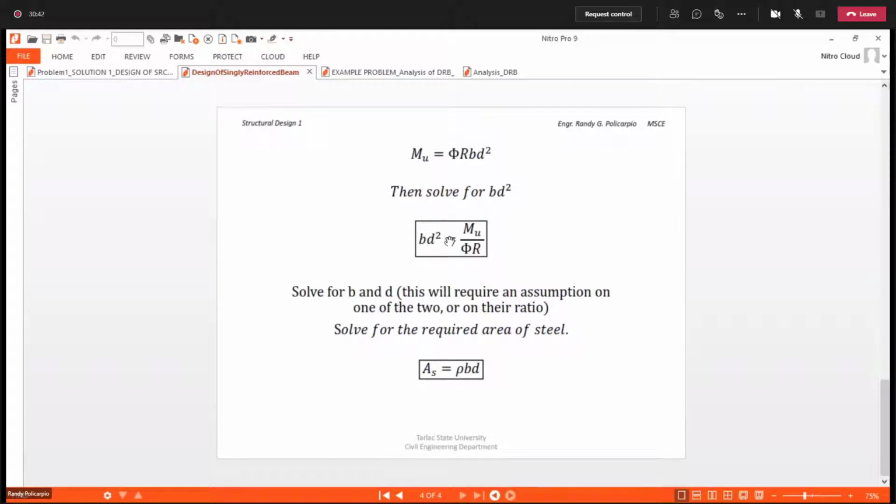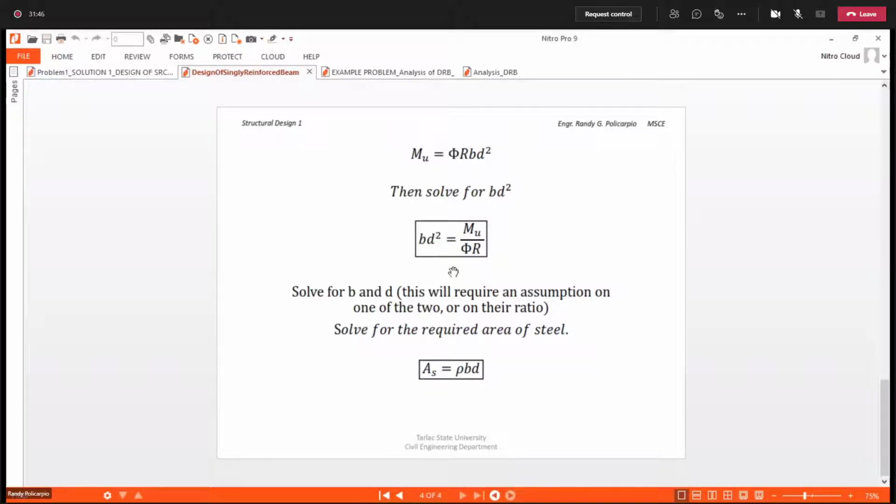Isolating bd squared, you have your equation bd squared equals Mu over phi R. When you solve the dimensions of your beam, this is how you do it. You may solve for b and d, but this requires an assumption on one of the two, or on their ratio. Meaning, for you to have b and d, you need to assume one of these. You may assume b equal to a certain value, then solve for d. That is one way of doing it, or you may express the two in terms of a ratio. Those are the assumptions made by the designer when designing.